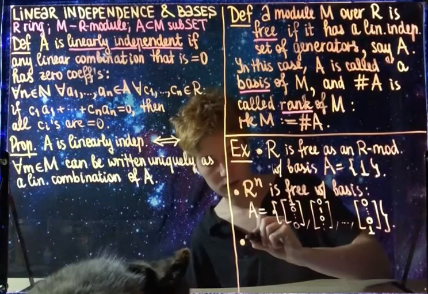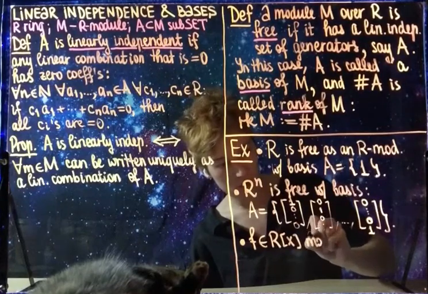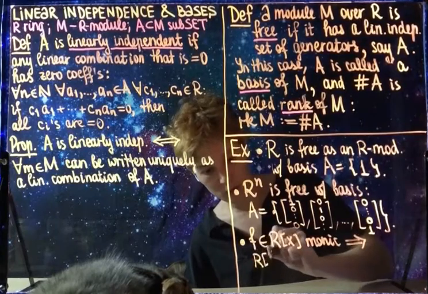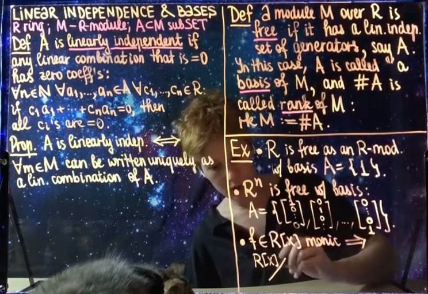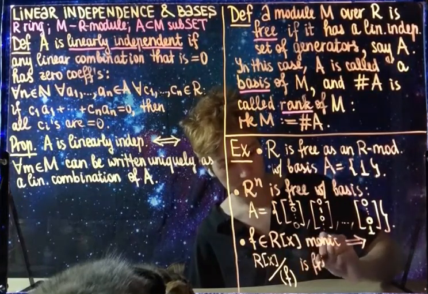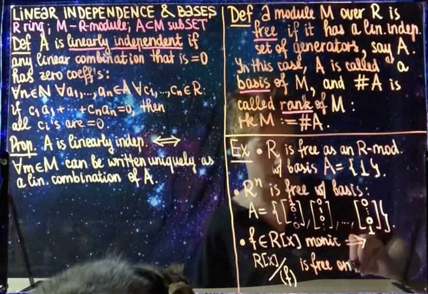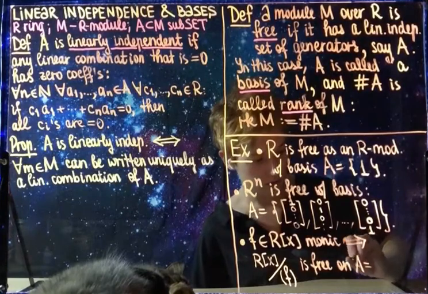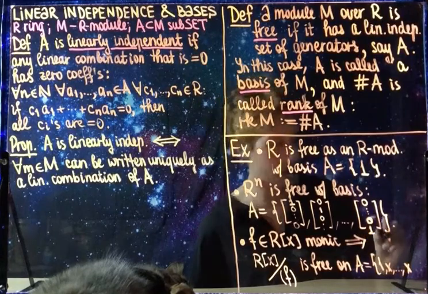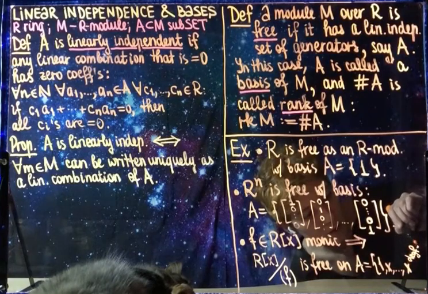And if f is a monic polynomial, then the R-module R adjoin x modulo f is free on the set of generators 1, x, x squared, etc. through x to the power degree of f minus 1.